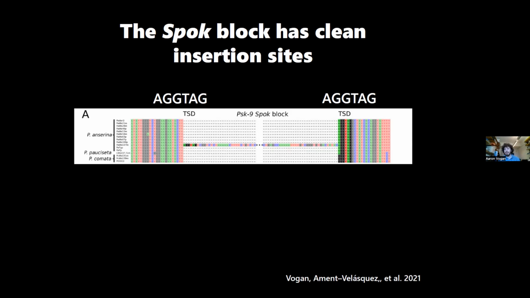They all look exactly like this. Very clean insertions at exactly this same motif, which was super suspicious. And we brought it to Alex actually and said, Alex, what is this? And he said, oh, well, maybe it's a transposon.